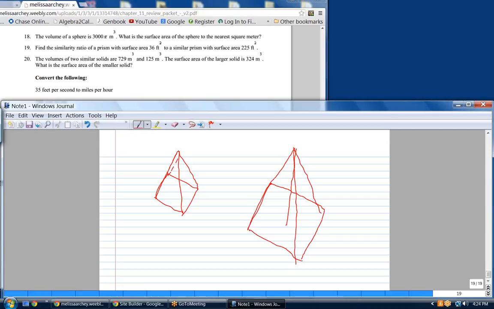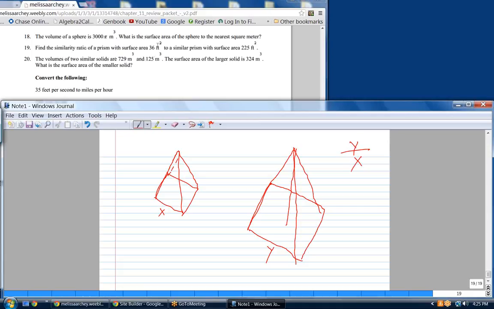Okay, so in all of these problems, the similarity ratio is going to be the ratio between x and y, right? So what we're looking for is y over x, the bigger one over the smaller one.